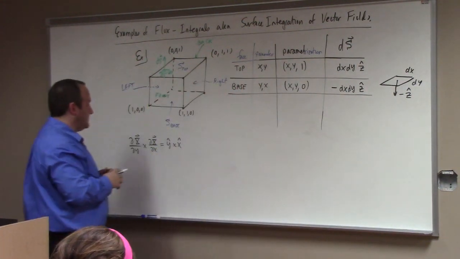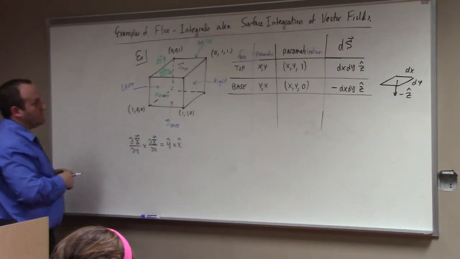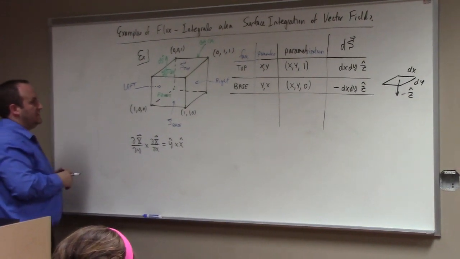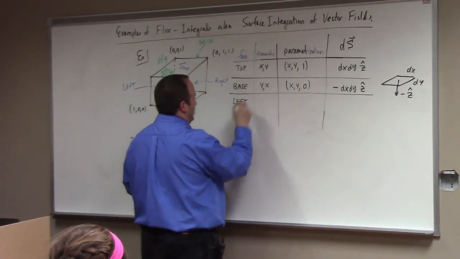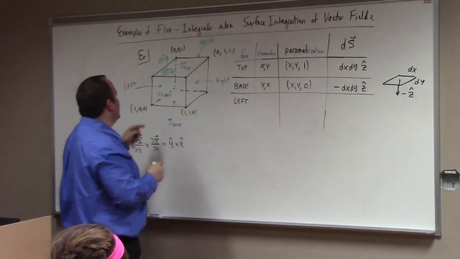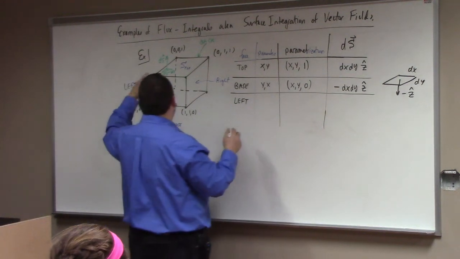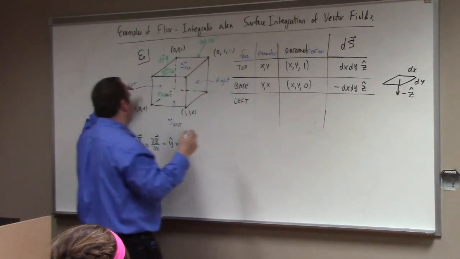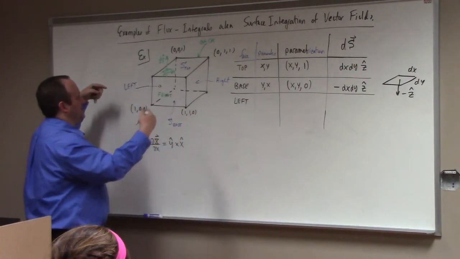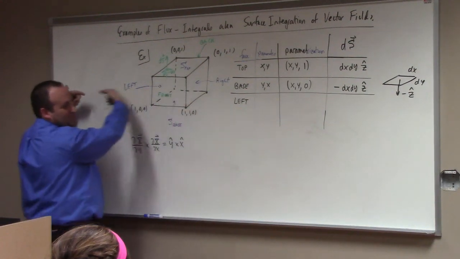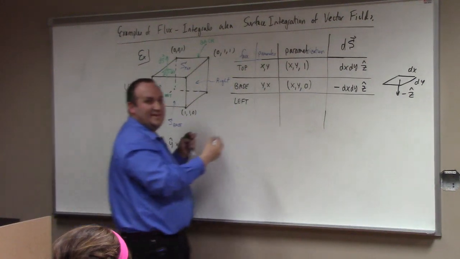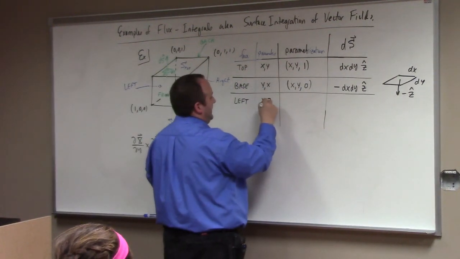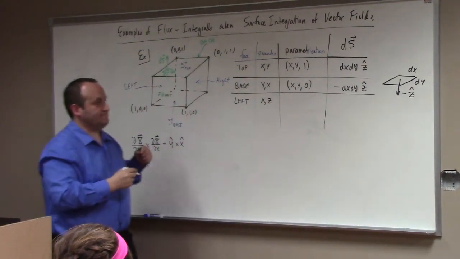Let's see here, what's next? Left, all right. I guess that's right. No, wait a minute, correct? Sorry, I'm an idiot. So left has, I would use parameters, let's see here, I've got to think about this. I want the normal to go in the minus y hat direction. So I should use parameters of x and z, because x hat cross z hat is minus y hat.